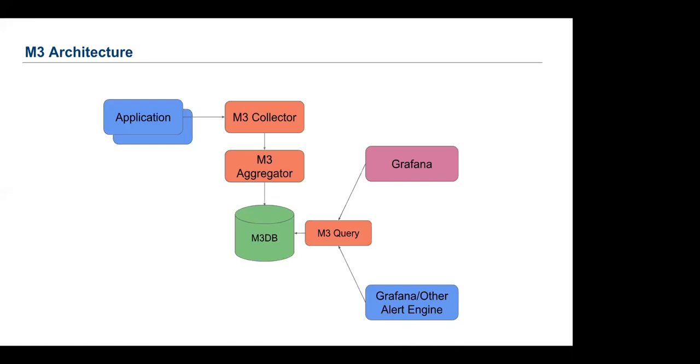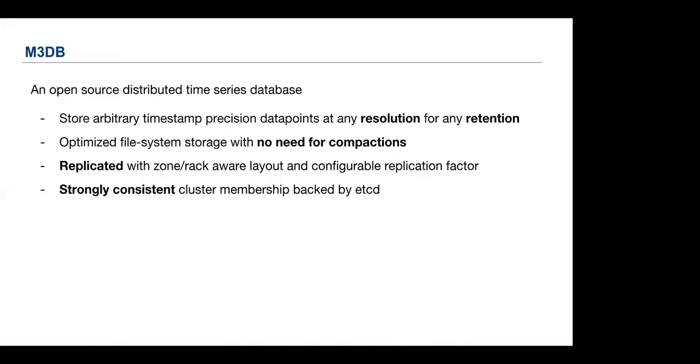When you hit M3 query through Grafana or your alerting engine, we fan out on reads to all the data centers which match the query. We get the data, consolidate it, and then apply the functions. That's different than usual data stores. Cool. I'm going to dive a little bit into M3DB.